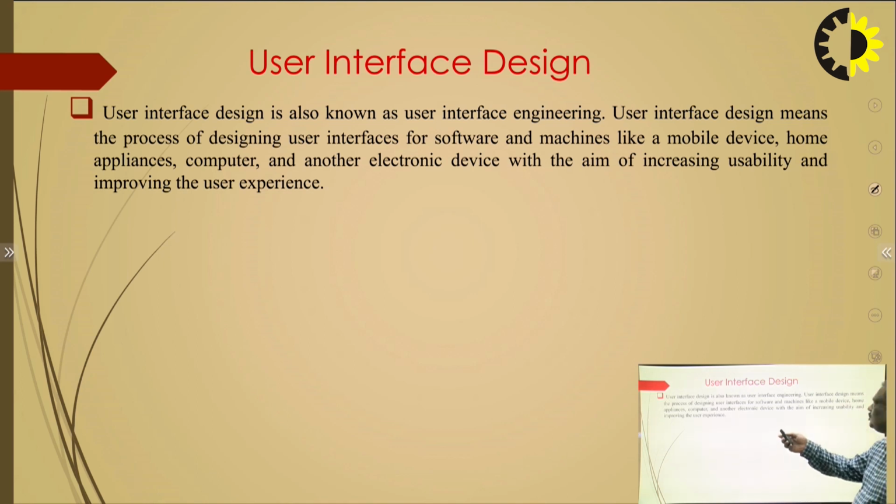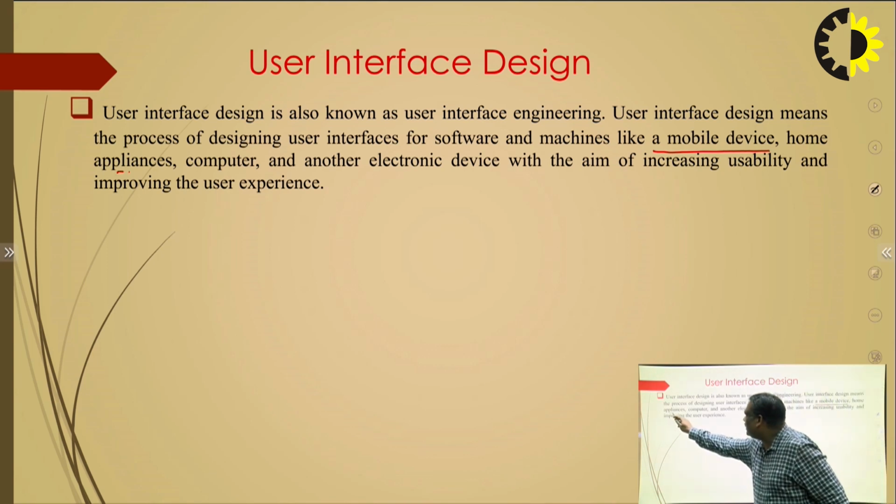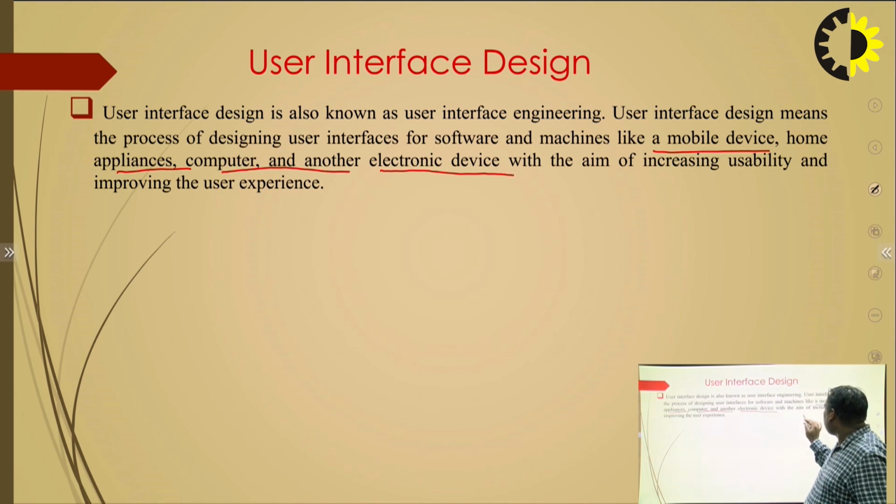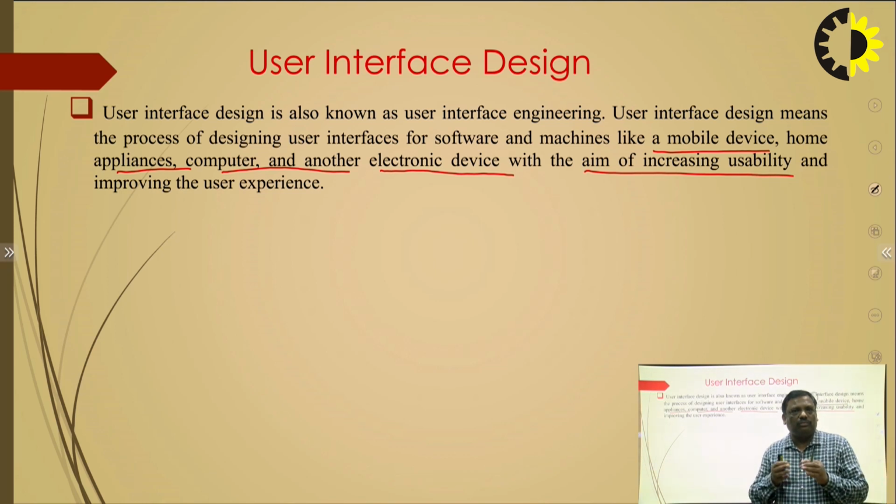it's known as user interface engineering. Interface design means the process of designing user interfaces for software and machines like mobile devices, home appliances, computers, and other electronic devices. The aim is improving the usability of the system. So with the help of design, we can increase the usability of the product or system.